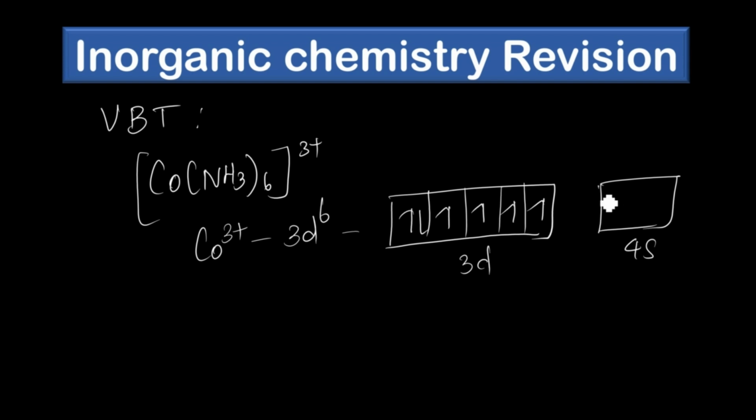These electrons will get paired up for ammonia. In VBT, it didn't explain which ligands will undergo pairing up and which will not. It was explained by CFT only. But after knowing CFT, VBT becomes easy.